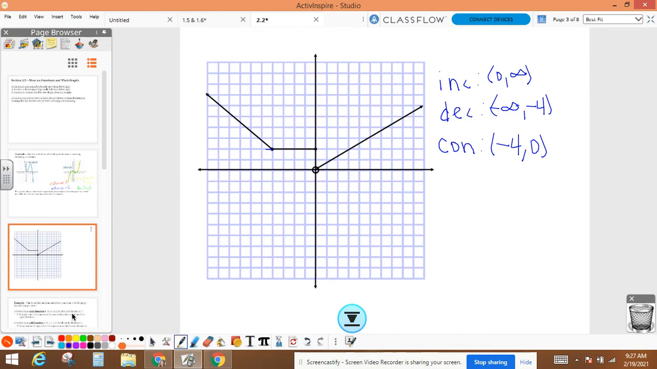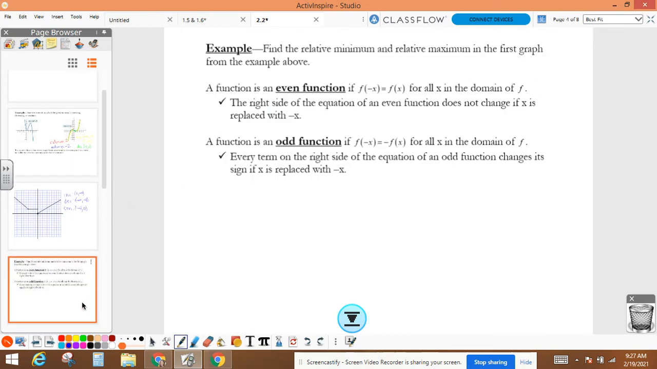All right. So the next thing, even and odd functions. I forgot that was in here. All right. So a relative minimum and a relative maximum. Okay. This should have been on a different slide. I don't even know what that's about. Even and odd functions. Look at this. So ignore this.